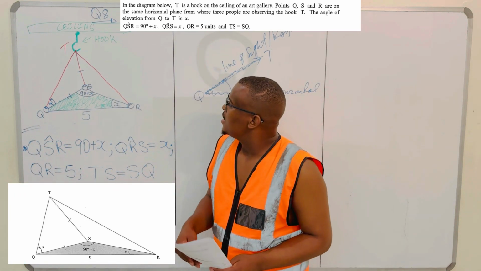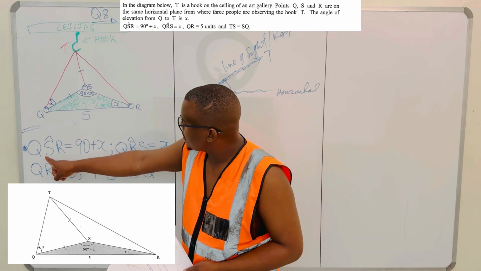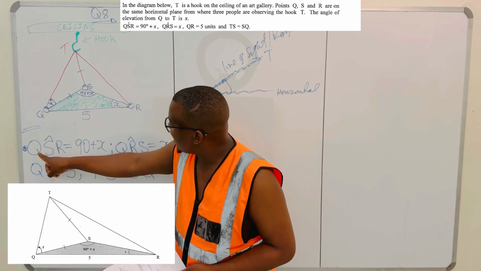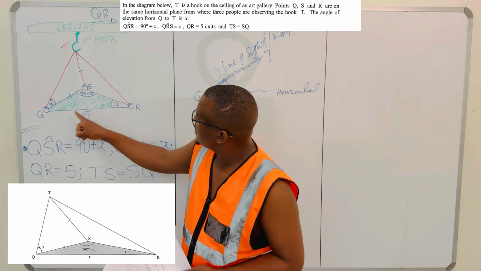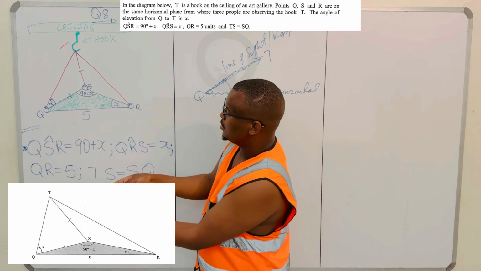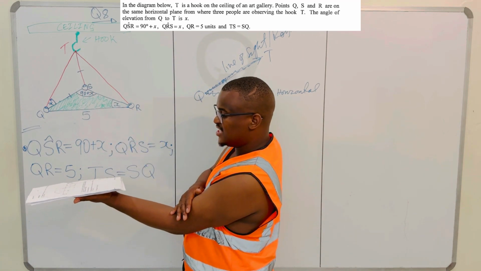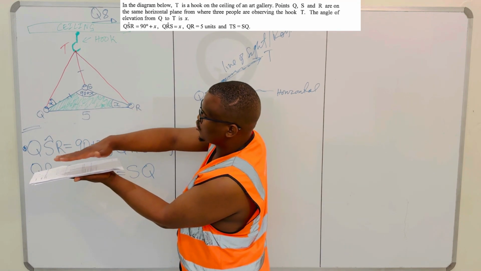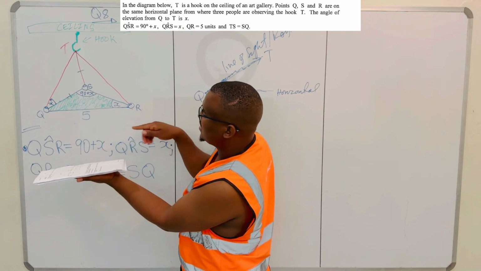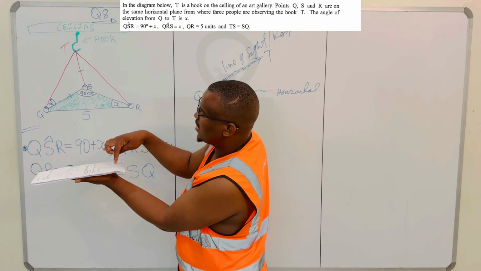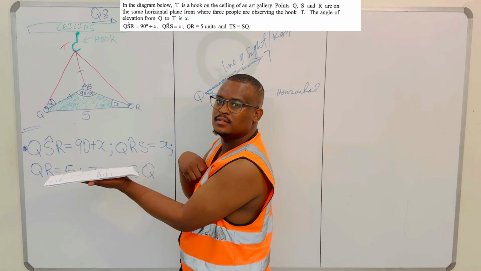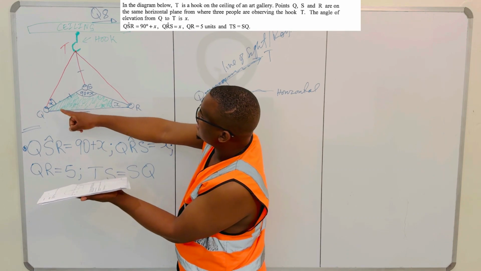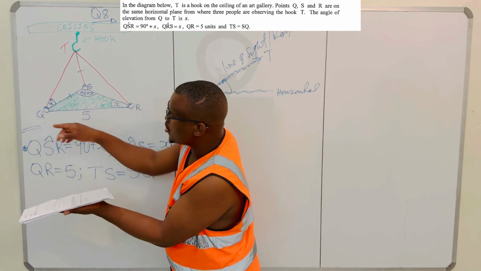No problem. They went on to say the angle S, which is that angle there, in triangle QSR. QSR is this triangle on the base. It's these points that are on the same horizontal plane. So QSR is a triangle formed by those points that are all in the same horizontal plane, all at the same level.